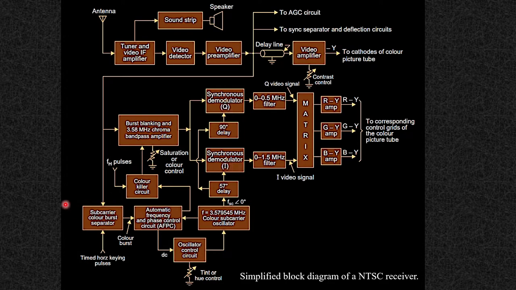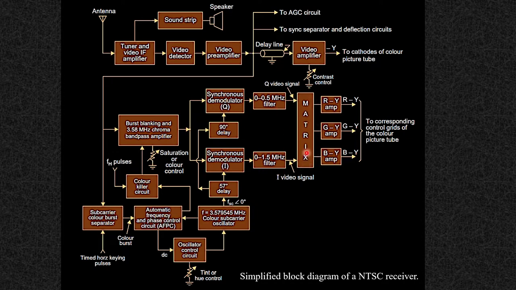Now whatever burst you have extracted here, wo aapne separate kar liya, usse aapne color burst generate kar liya, और वो color burst आपने oscillator को दे दिया, और उसके बाद उसका carrier generate करके उसको 57 degree delay देके I को demodulate कर लिया, 90 degree और delay देके Q को demodulate कर दिया. Now as you know that you have transmitted your I component with 1.5 megahertz का bandwidth, so this is the filter which will take out that I signal, this is the filter which will separate out your Q component, then I, Q signals will be given to the matrix.